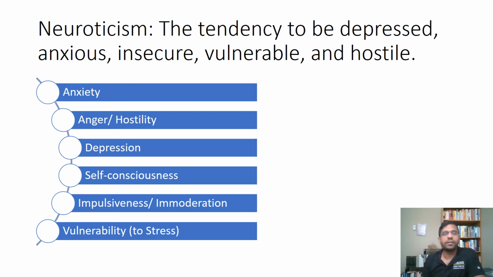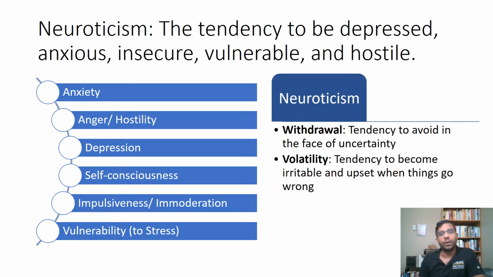The sixth facet is vulnerability to stress. Okay, stress again is a negative emotion. So if there is any demanding condition, you are more vulnerable to feeling stressed. Somebody who is low on neuroticism may not get as easily stressed. So you can see that all of these are negative emotions, and when we are talking about neuroticism, we are talking about people's tendency to experience these different negative emotions.